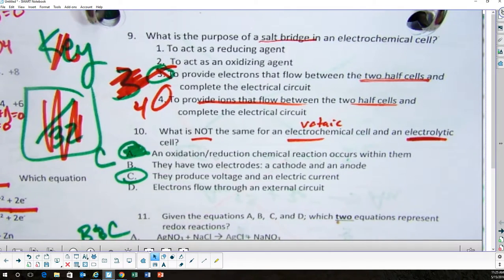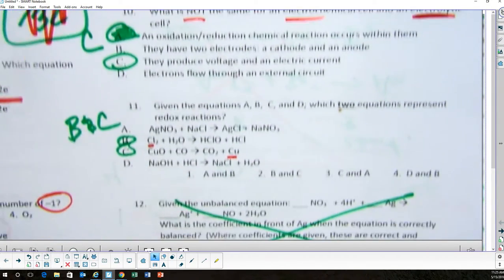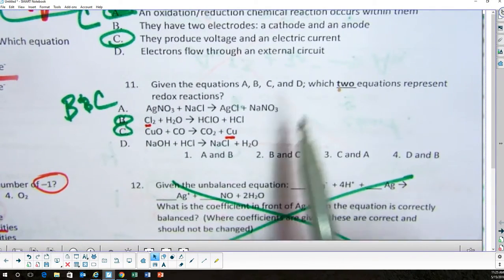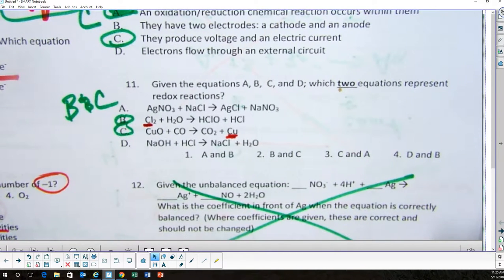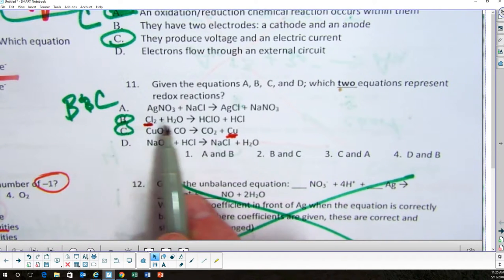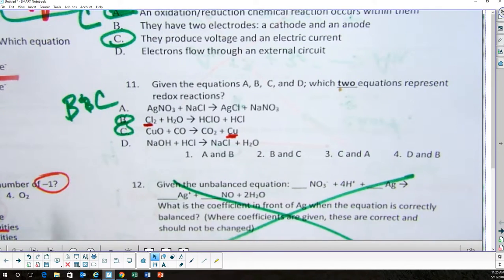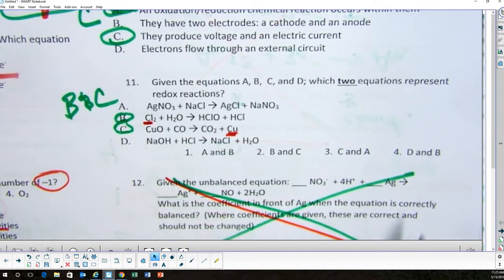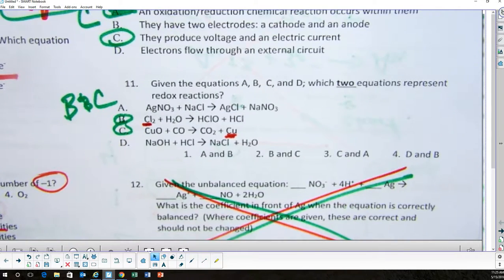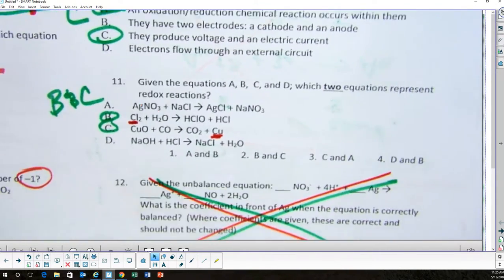Okay. On number 11, the key here is if I have an element by itself, that charge is 0. When it goes into a compound, it becomes a charged element. So if I have an element and it goes into a compound, then I have a redox reaction. That's the fast and easy way to do it. We're not going to worry about number 12, so go ahead and pass that out.